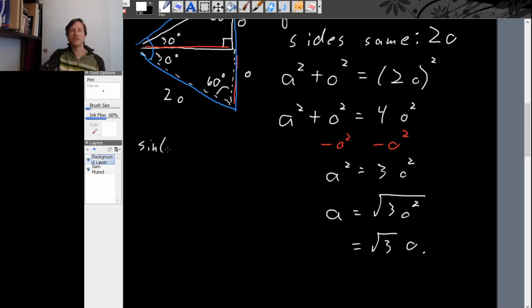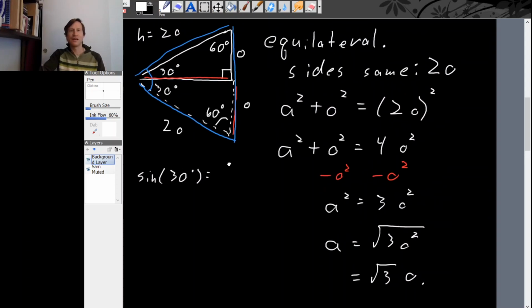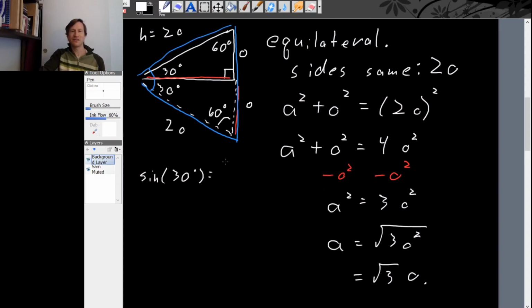So sine of 30 degrees is the opposite side, O, over the side adjacent to the 30-degree angle, which is A, and that's square root of 3. No, this isn't right. It's the opposite over the hypotenuse. So that's O divided by 2O, and that's a half, which is what the table said, I hope, so that's good.